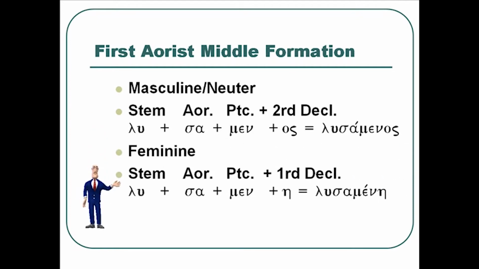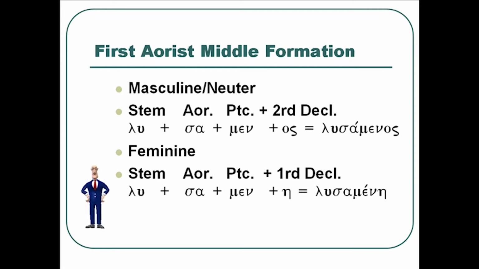The feminine form is equally as easy. You've got the stem, lu. Notice again the augment is dropped in this aorist. The aorist insert, sa. The participle insert, men. And then the first declension endings, a. So it's lusamene.